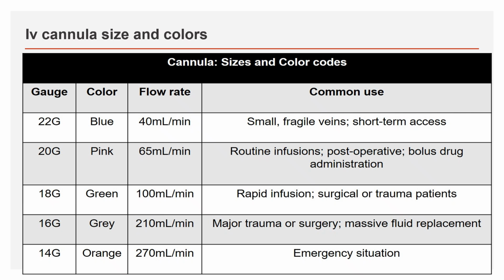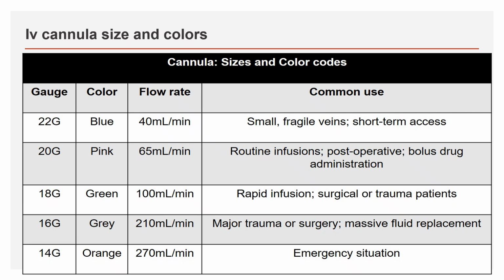18 gauge is green in color, 100 ml per minute. That's for rapid infusion, surgical and trauma patients, and even for blood infusion. Almost all surgical patients, we prefer 18 gauge. 16 gauge is gray in color, 210 ml per minute. For major trauma surgery, where massive fluid has to be given rapidly, those are the patients we use it for.